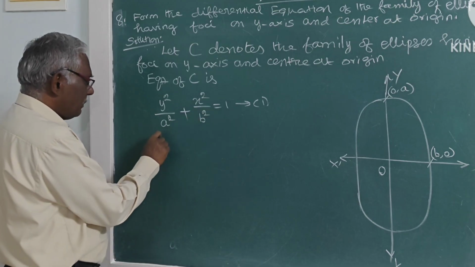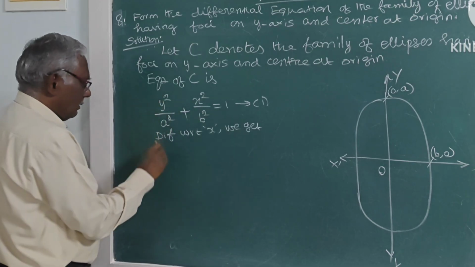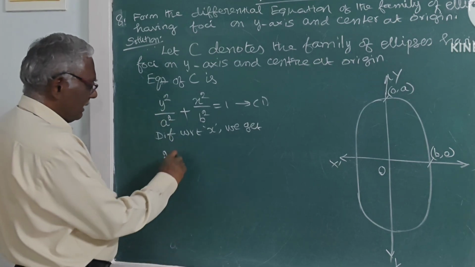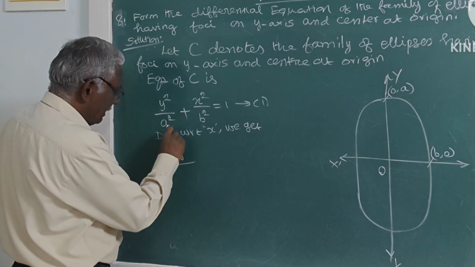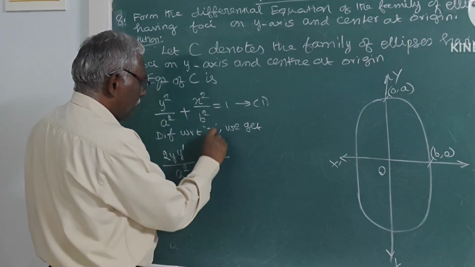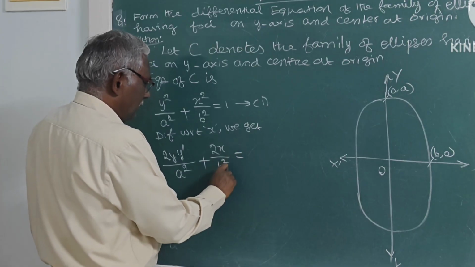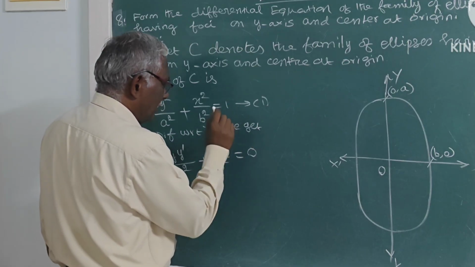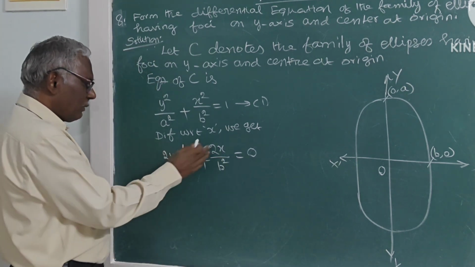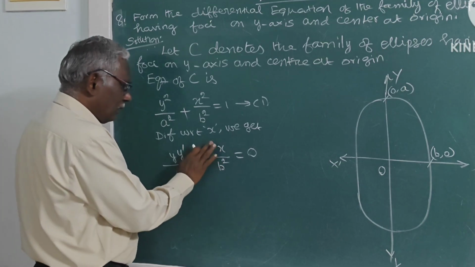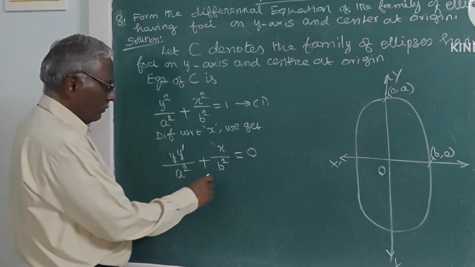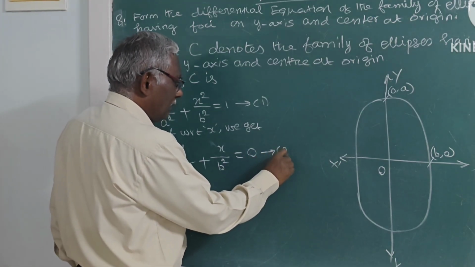So differentiate this with respect to x. If we differentiate y square, we get 2y into dy by dx, y dash by a square, plus 2x by b square. If we differentiate 1, a constant, 0 will come. So now we can divide this equation by 2. So this simply becomes like this. Now we call this equation 2.